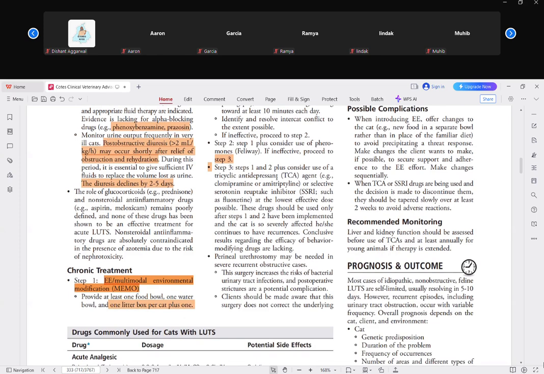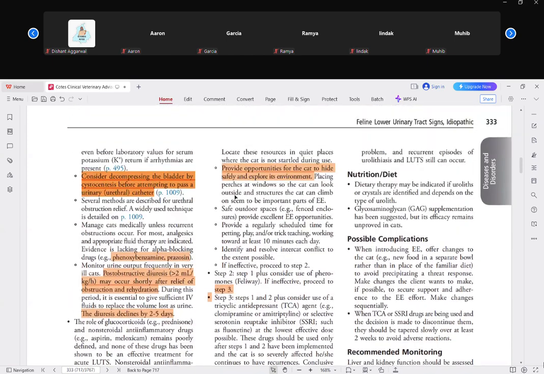Okay. Just remember, if the animal shows recurrent obstructive cases, then you need to go for the perineal urethrostomy in the animal. Okay, just remember this. So the first step is multimodal environmental modification. The second step is Feliway, pheromones. The third step is use of TCA or SSRI. Okay, just remember this. For recurrent obstructive cases you need to do the PU.